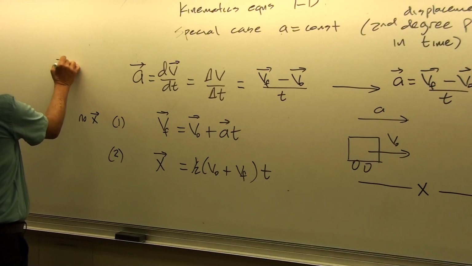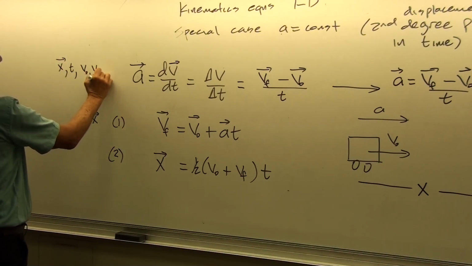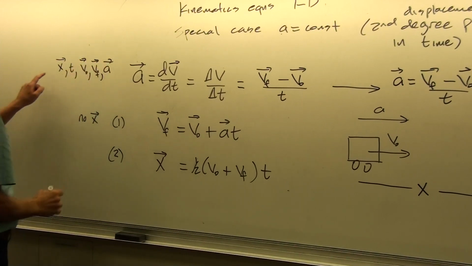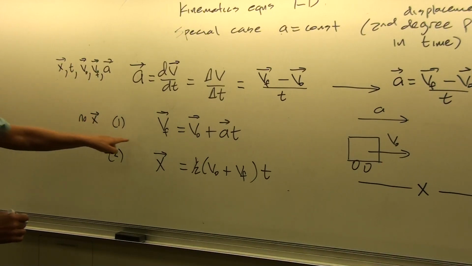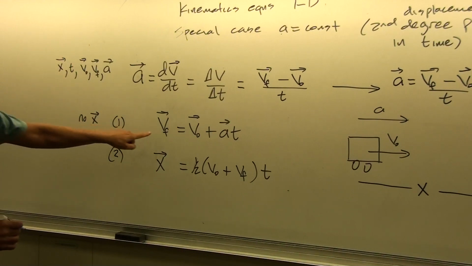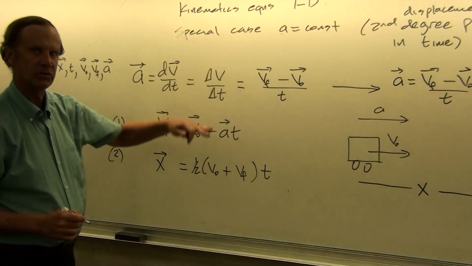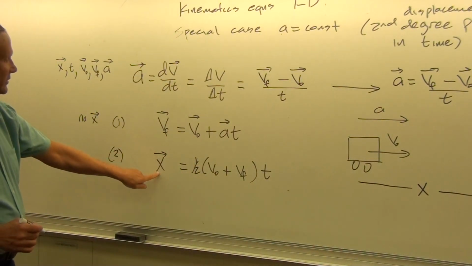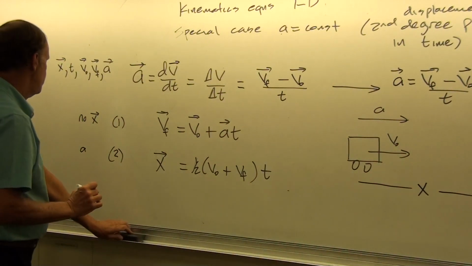So what we're looking at then are relationships between these four vector quantities and the scalar quantity. And this one has everything except for the displacement, which could also be labeled as a y if we were talking about one-dimensional vertical motion. And then this equation has no a in it.